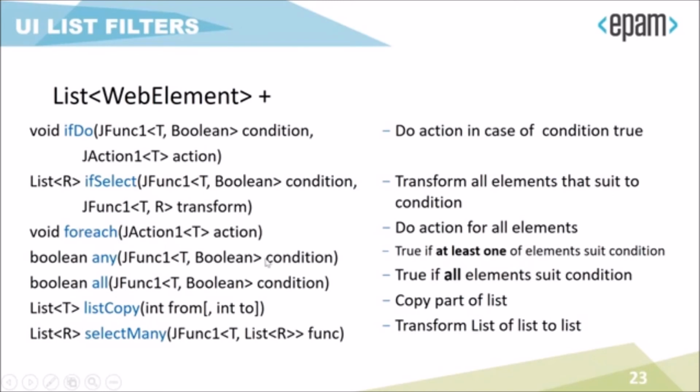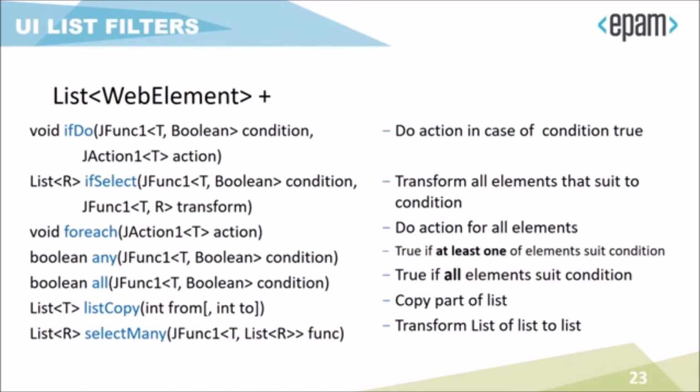You can do forEach as a method of your list. You can validate whether any of the elements suit some condition, or all of the elements suit some condition. For example, you do some search in the search line, and you want to validate that all elements in the list have the search word as a part of the result. You can also copy your list from some place to some other place, and you can make many changes to your list.